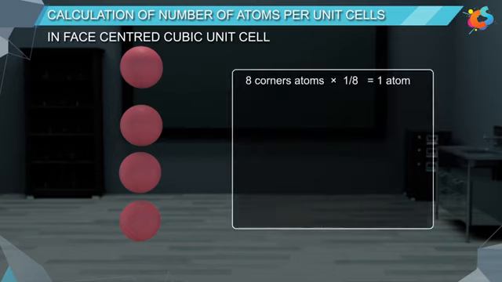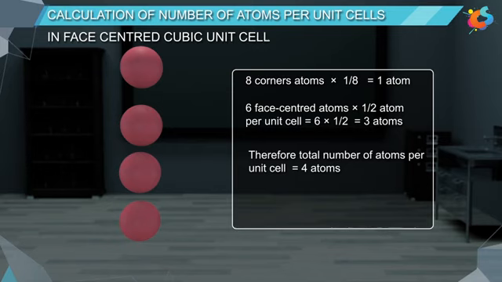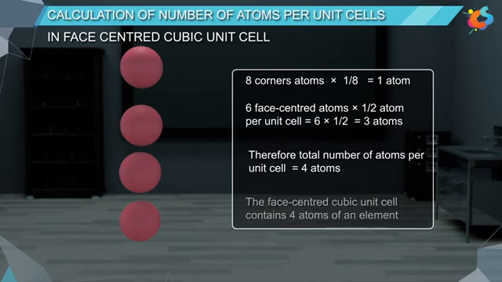8 corner atoms into 1 by 8 is equal to 1 atom. 6 face-centered atoms into 1 by 2 atom per unit cell is equal to 6 into 1 by 2, which is equal to 3 atoms. Therefore, total number of atoms per unit cell is equal to 4 atoms. The face-centered cubic unit cell contains 4 atoms of an element.